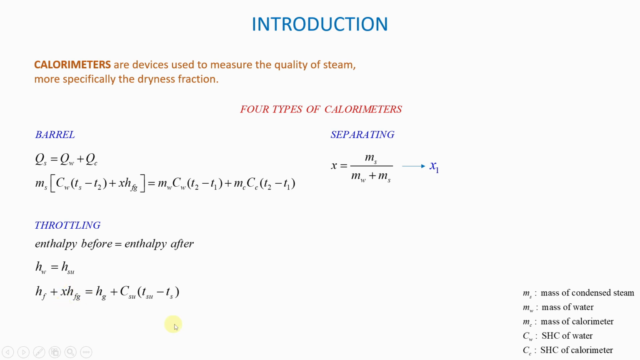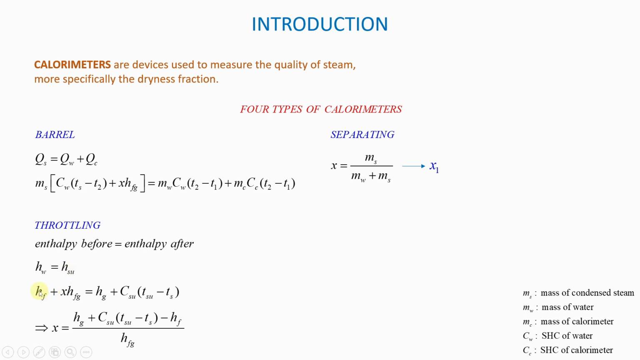Then you can rearrange this equation to find X. And if you do that, what you will get is this, okay? And now it's really important for you to understand at this stage that the pressure at which the steam is before the throttling calorimeter is not the same pressure at which the steam will be after the throttling calorimeter.